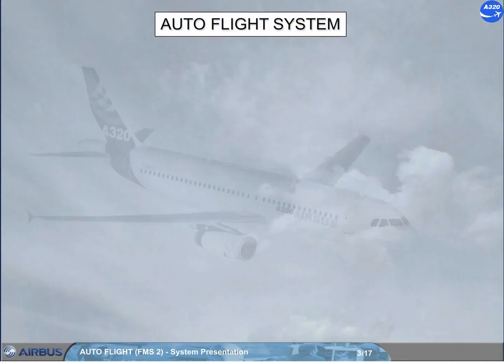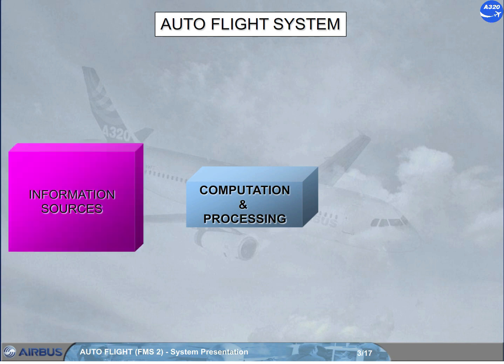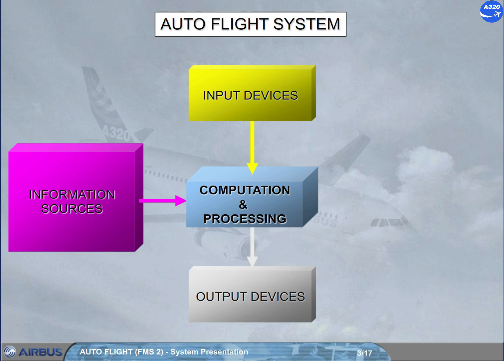The AFS could be represented as 4 main sections. At the heart of the system is a computation and processing section, the brain. The central processing section has access to several information sources. The pilots have access to the central processing section via input devices. Finally, after computation and processing, commands are provided to output devices.